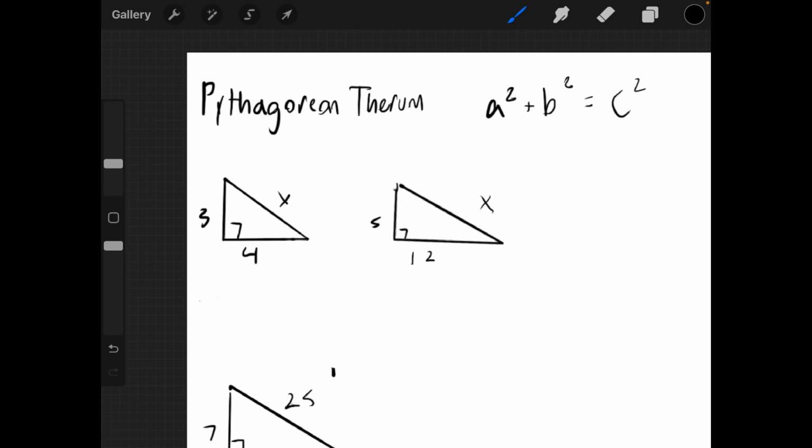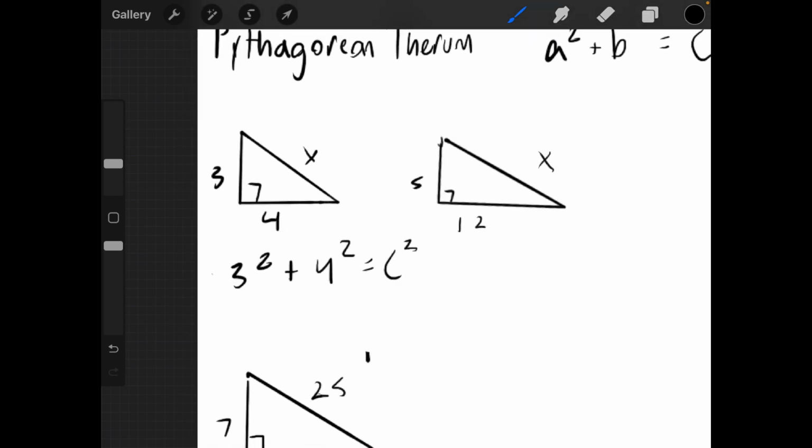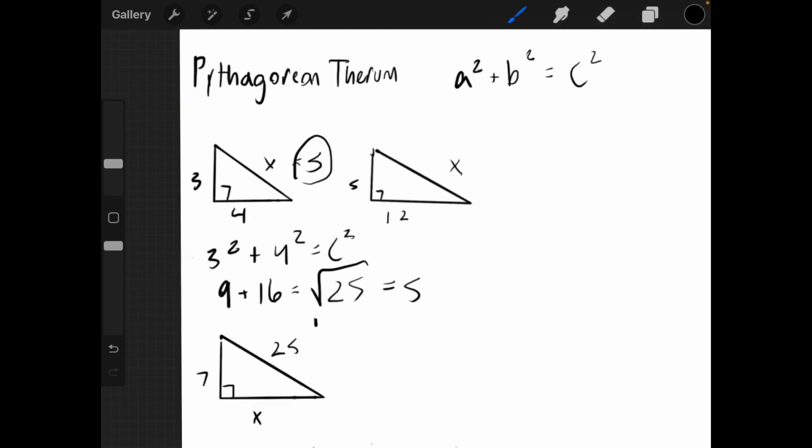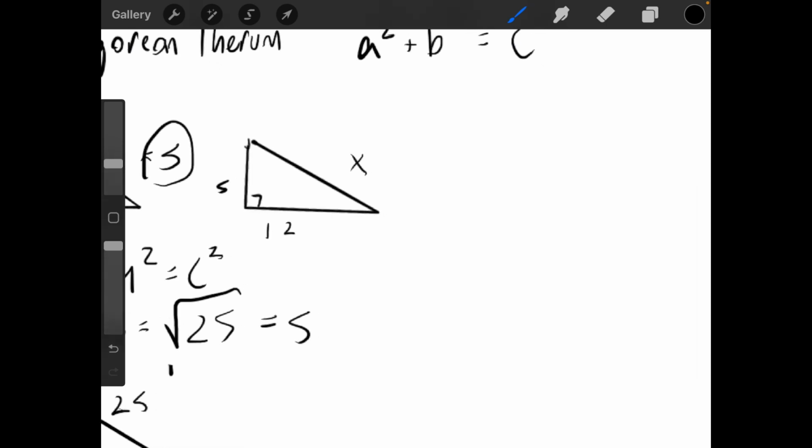So we can plug in our first one: 3 squared plus 4 squared is equal to c squared. So 3 squared is equal to 9, and 4 squared is equal to 16. When we add those, we get 25, but keep in mind this is squared, so it's not actually the length of our hypotenuse. So then we have to find the square root of that in order to undo the square, and that is 5, so x is equal to 5. And our c squared will always be our hypotenuse.